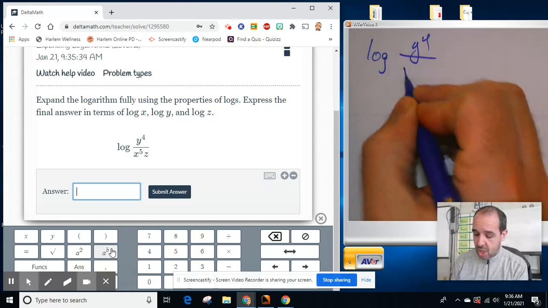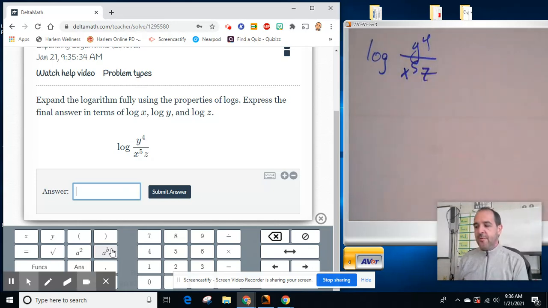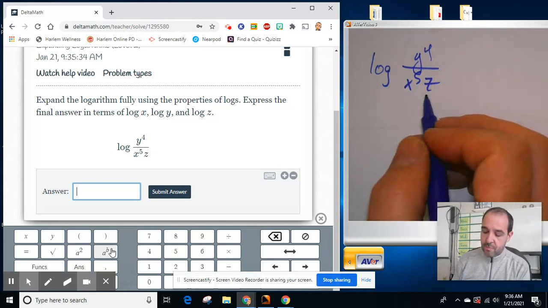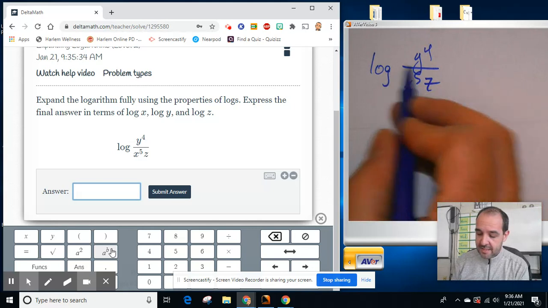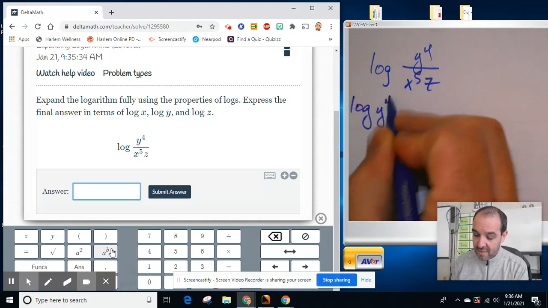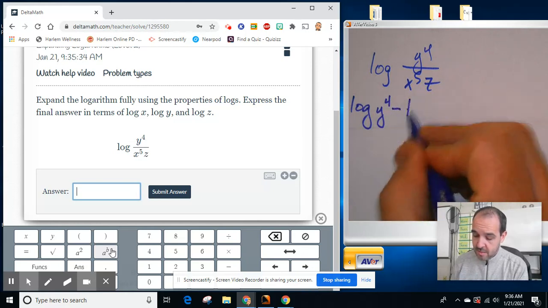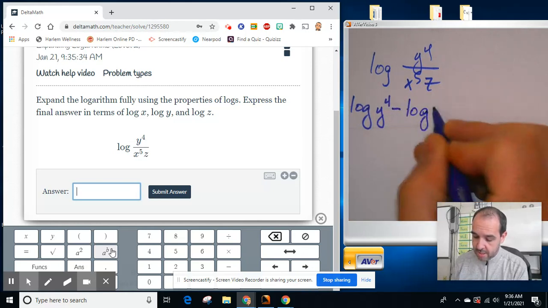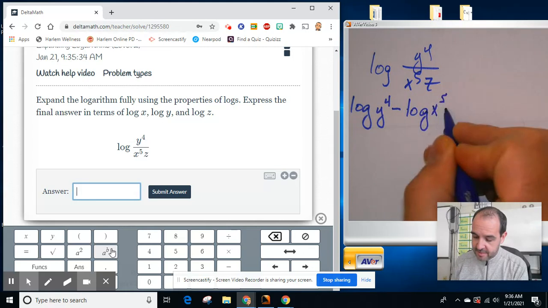Expand means we're going to have lots of logs. So let's see if we can remember this without pulling up all the help sheet here. When we're expanding, divide becomes subtract. So log y to the 4th minus log x to the 5th times z.